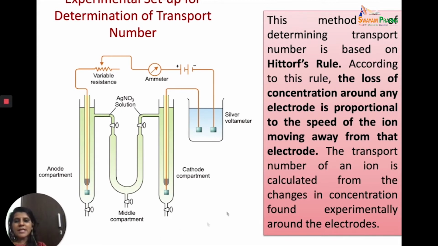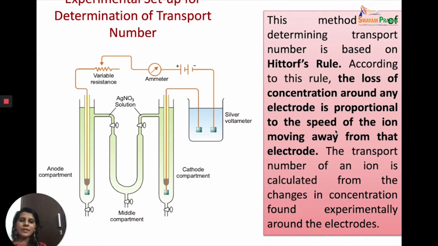Now this is the experimental setup for the determination of transport number using Hittorf's method. So this is the experimental setup. We are going to talk about this experimental setup later, after we have looked at Hittorf's theoretical device. But this is the device that is used for determination of transport number.